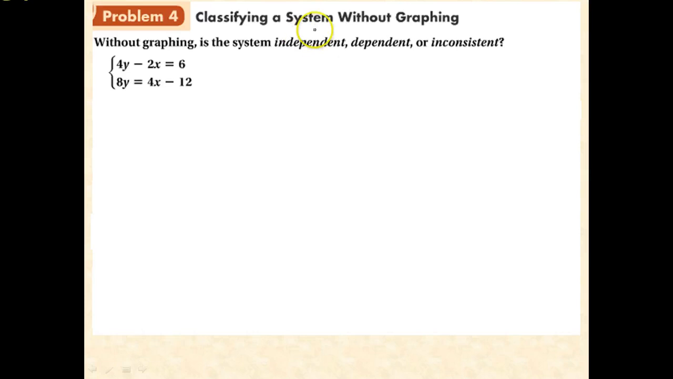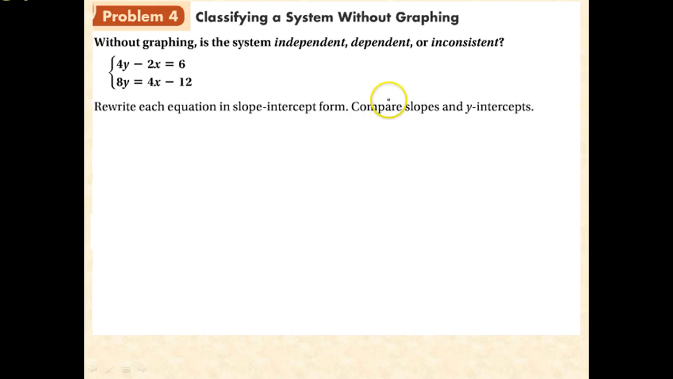So even without graphing, we can look at a system and determine if it's independent, dependent, or inconsistent. All we have to do is write them in slope-intercept form. So for this first one, I need to get y by itself, so I'm going to do a little bit of work up here.